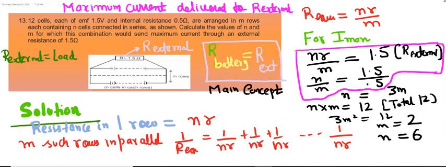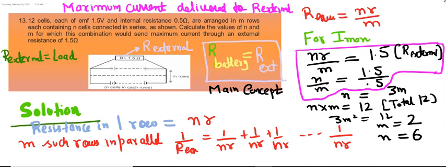For the power to be maximum, or the current supplied to the external resistance to be maximum, this equivalent resistance of batteries should be equal to the external load, which I have put. So the ratio of n by m is equal to 3, and we know the total number of batteries is 12, organized as n into m is equal to 12.